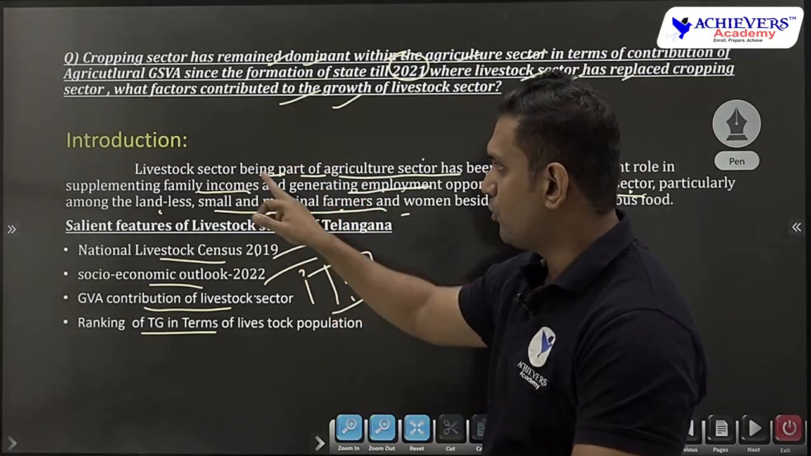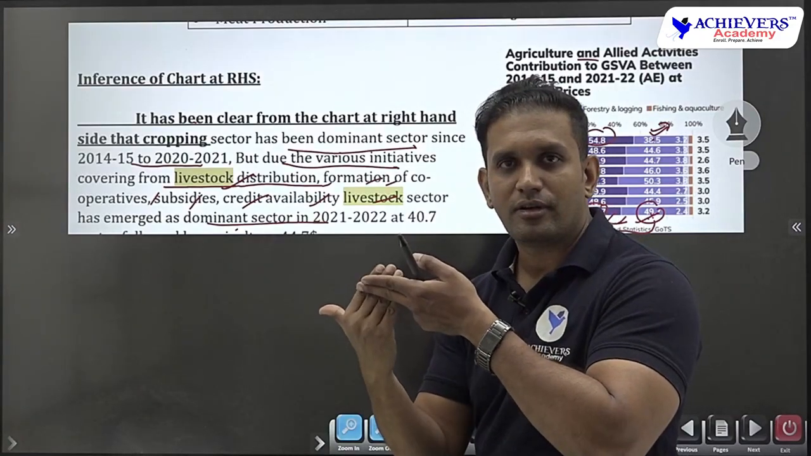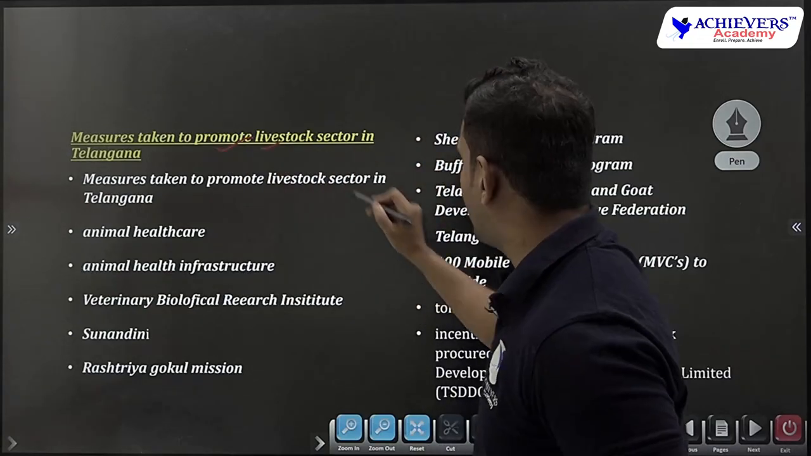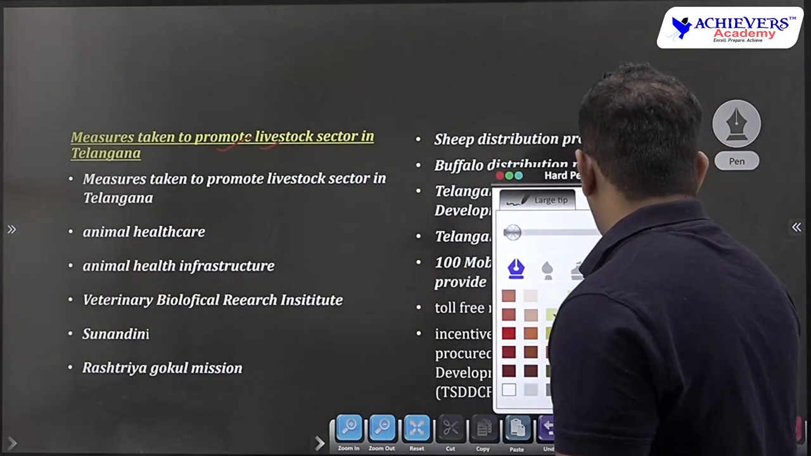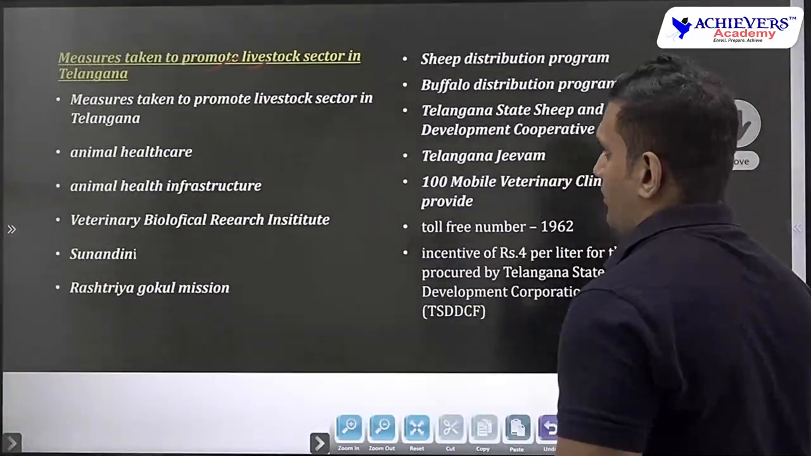One side of the page you will write all of this. Second side, half page, you will write this one. Now you are going to write the measures taken by the Telangana government which led to the dominance of the livestock sector over a period of time.